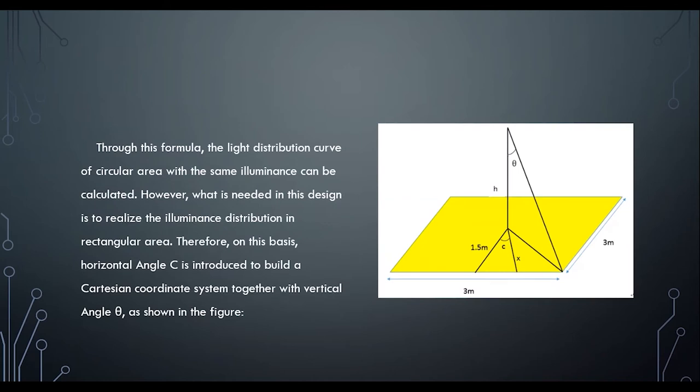The light distribution curve of a circular area with the same illuminance can be quoted. However, what is needed in this design is to realize the illuminance distribution in a rectangular area. Therefore, on this basis, a horizontal angle C is introduced to build a Cartesian coordinate system together with the vertical angle, as shown in this figure.